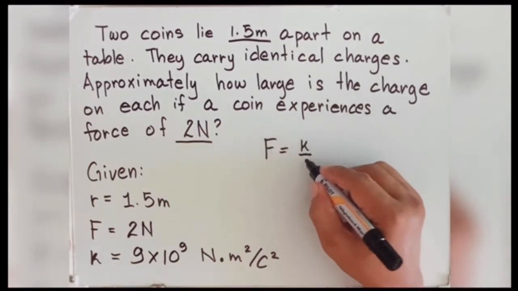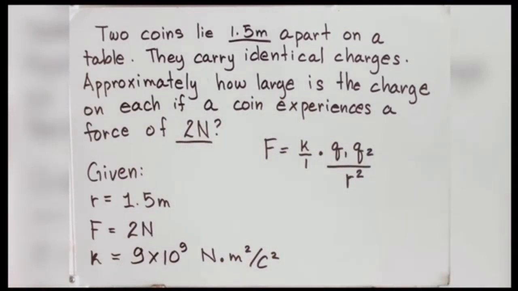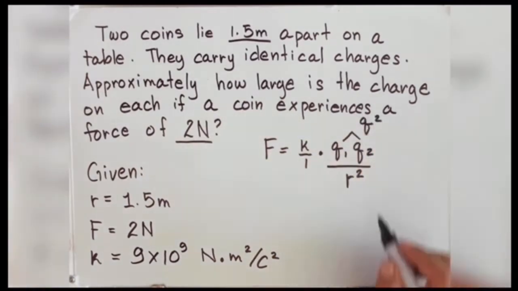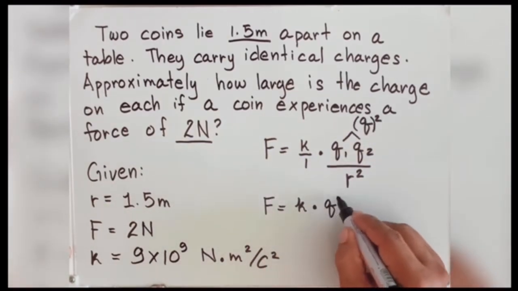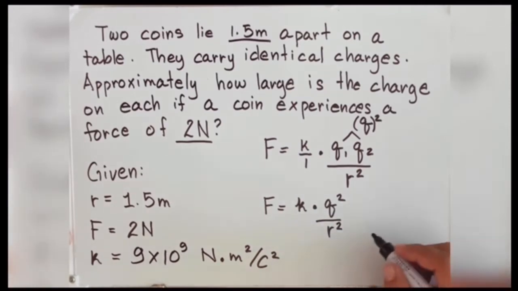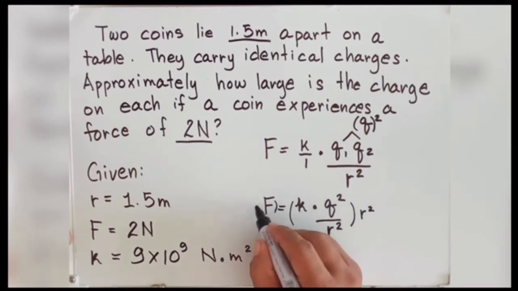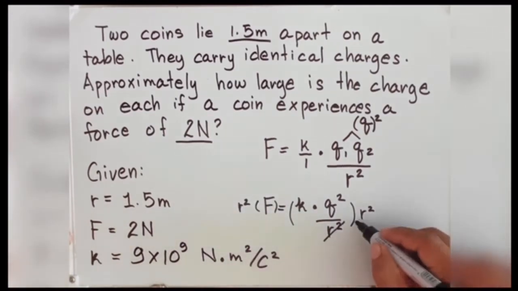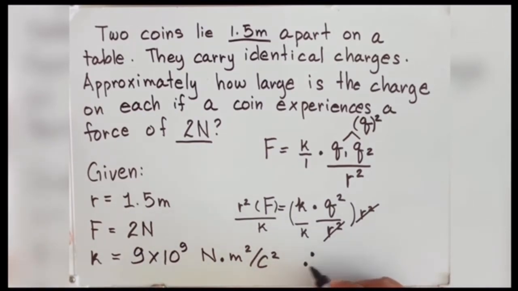So our force is given by K times Q1 Q2 over R raised to the power of 2, but Q1 and Q2 are the same, so we can multiply them, and that becomes Q raised to the power of 2 over R squared. If we would like to transfer R to the other side, we multiply each side by R squared and divide each by K. So we have the value for Q raised to the power of 2 equal to F times R squared over K.